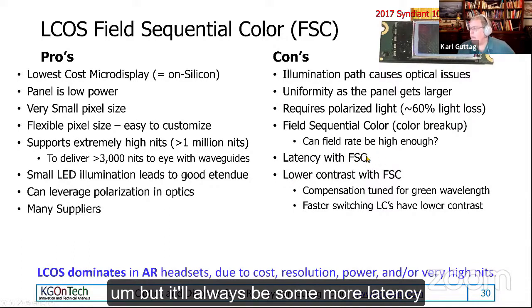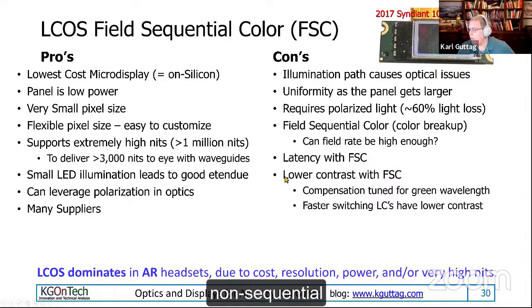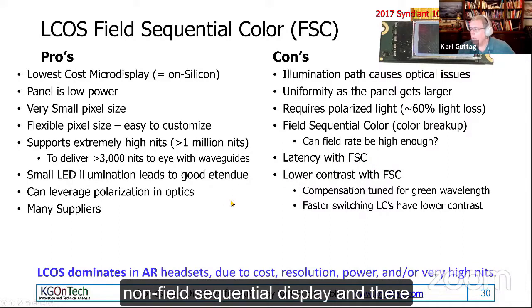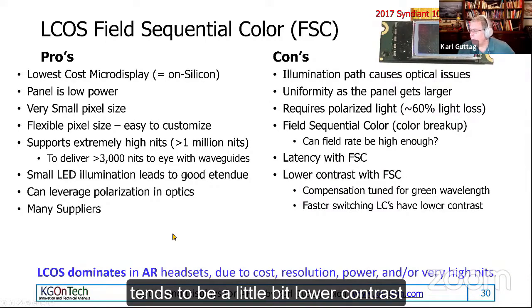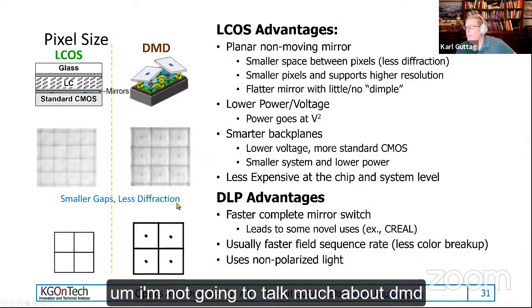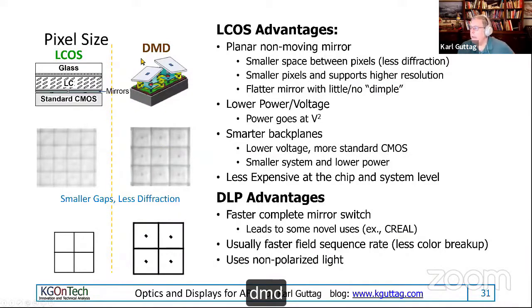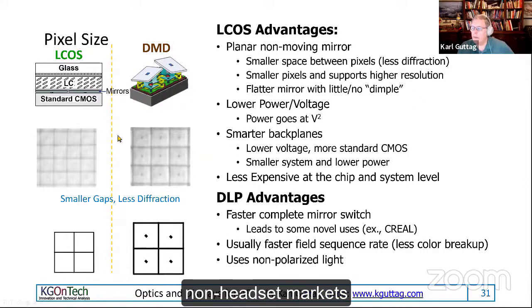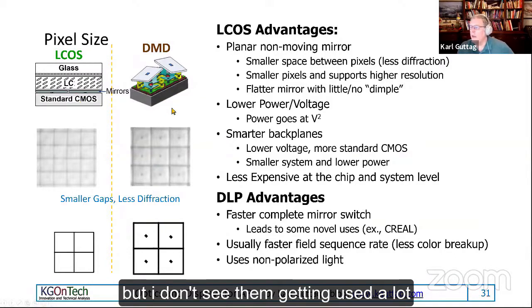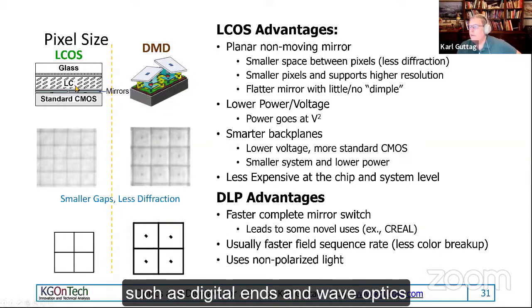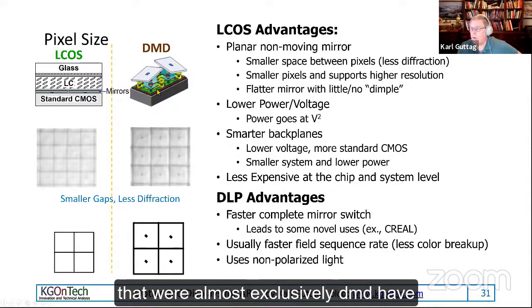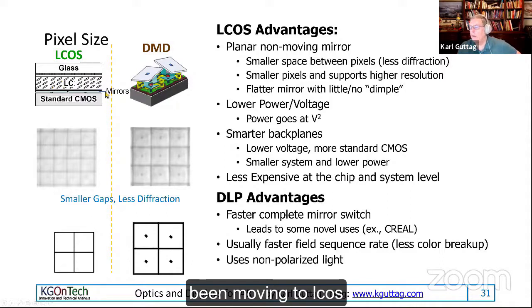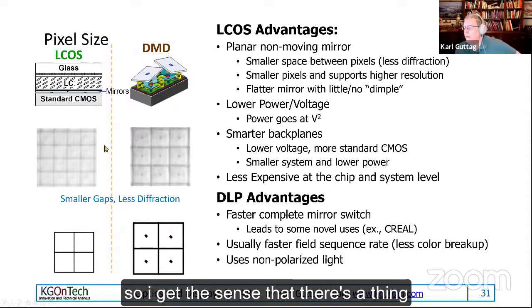But it'll always be some more latency than you would have with a non-field sequential display. And there tends to be a little bit lower contrast. I'm not going to talk much about DMD. DMD seems to be kind of fading in AR. I think they have some real advantages in non-AR markets, non-headset markets, but I don't see them getting used a lot. And even some of the stalwarts, such as DigiLens and Wave Optics, that were almost exclusively DMD, have been moving to LCOS. So I get the sense that there's a trend.